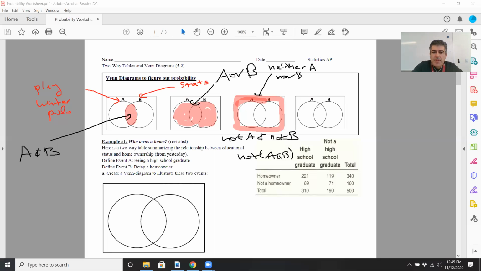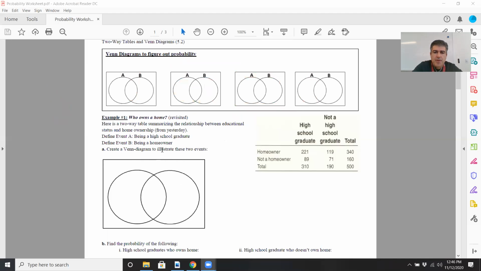And then lastly, what if we had this kind of scenario? So this would be just A, but no B. So you don't want any overlap. So it's just the water polo players right here. So hopefully that makes a little sense. Now let's take a look at some information we have here.